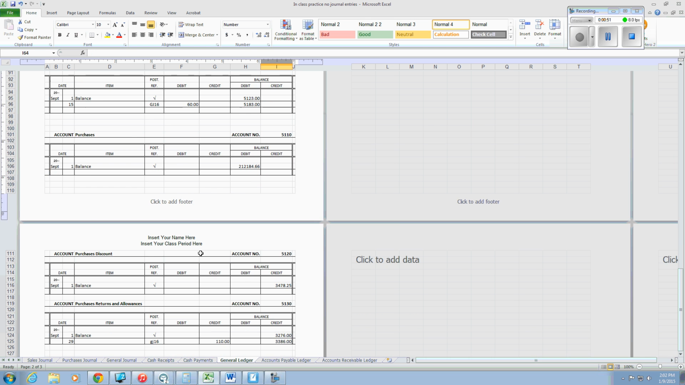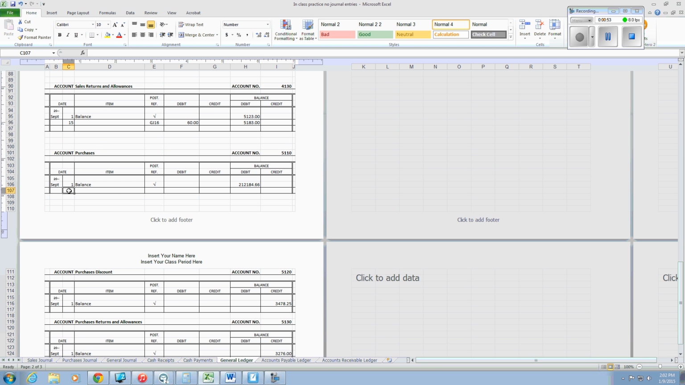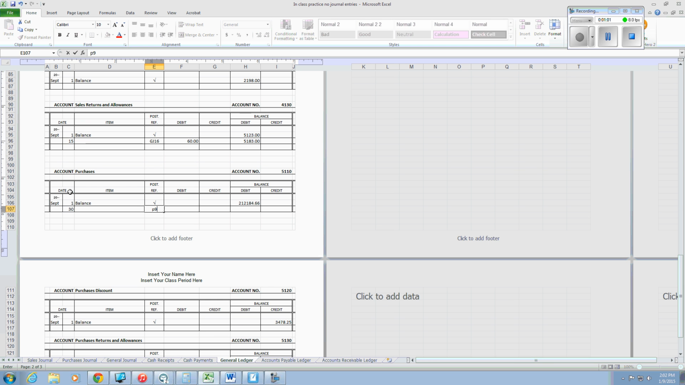Let's find the purchases. Again, the date. And then we're going to put where the information came from. It came from purchases page 9, so P9. And did we debit or credit that? We debited the purchases for 48,575.25. And then we're just simply going to add those two together. So we're going to say this plus this gives us a total.